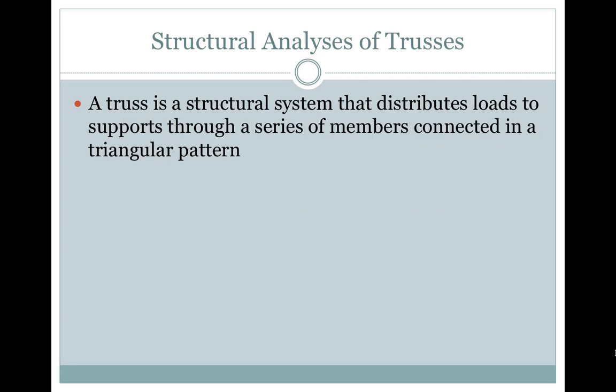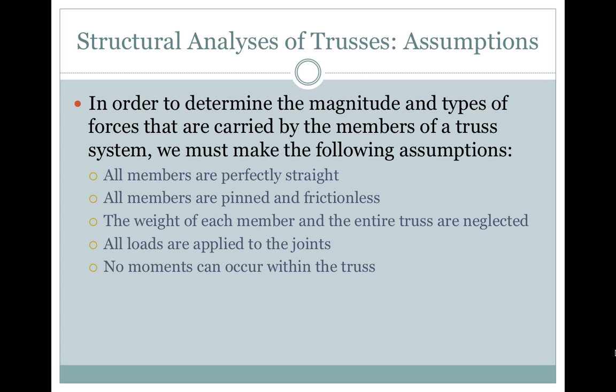Structural analysis of trusses. A truss is a structural system that distributes loads to supports through a series of members connected in a triangular pattern. Assumptions. In order to determine the magnitude and types of forces that are carried by the members of a truss, we must make the following assumptions. All members are perfectly straight. All members are pinned and frictionless. The weight of each member and the entire truss are neglected. All loads are applied to the joints, and no moments can occur within the truss.